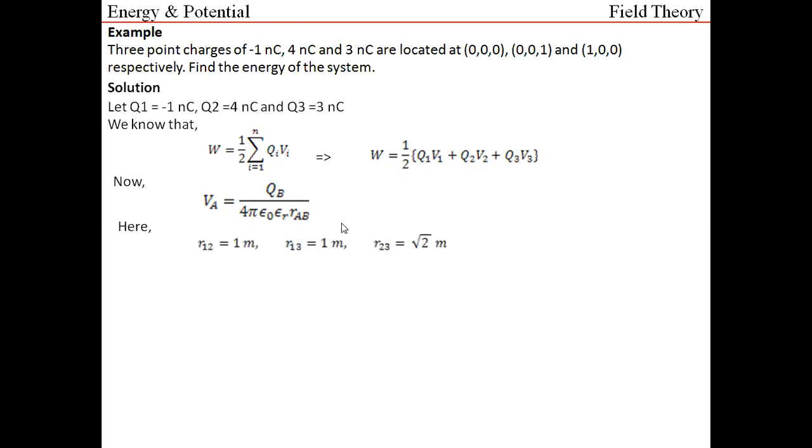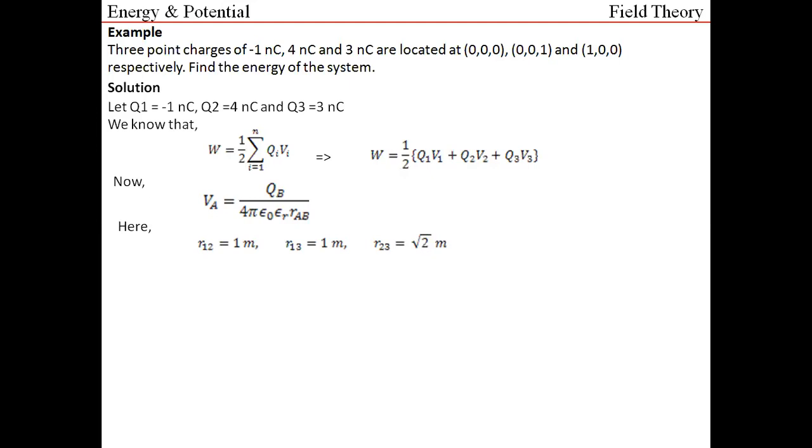So to calculate potentials V1, V2 and V3, we would primarily need the distance between point 1 and point 2, point 1 and point 3, and point 2 and point 3. These are not difficult to calculate because we are given the coordinates. If I have a point x1, y1, z1, and another point x2, y2, z2, then the distance between the two is given as the square root of (x2 minus x1) square plus (y2 minus y1) square plus (z2 minus z1) square.